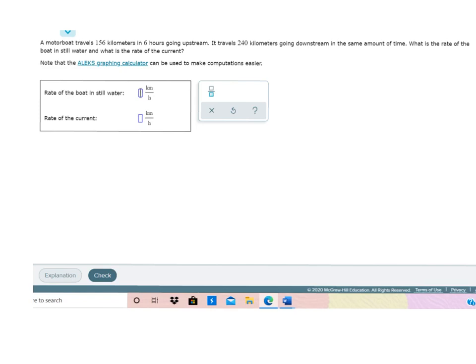Now this problem deals with boat speed and things like that. So we have to remember a very simple equation from physics, and that is distance equals rate times time. So the distance a boat travels is equal to its rate, how fast it's going, times its time, how long it takes to get there.